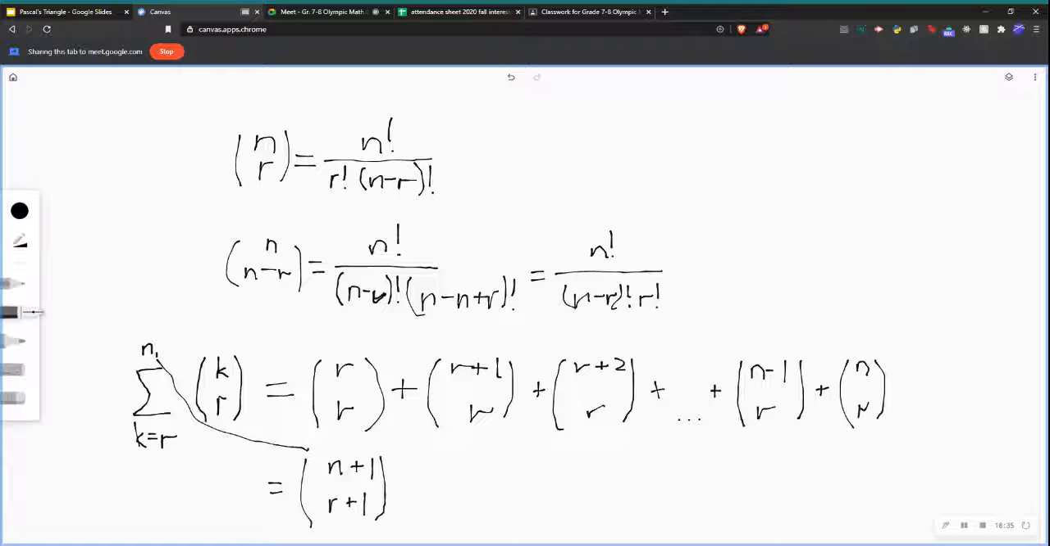And I'll just draw the arrows right here. Let's say we've substituted n equal to 3, and then r is equal to 1 over here. So say n was 3 and r was equal to 1, then this expression would be equal to 4 choose 2. So 3 plus 1 choose 1 plus 1. So that's a simple way you can see it.